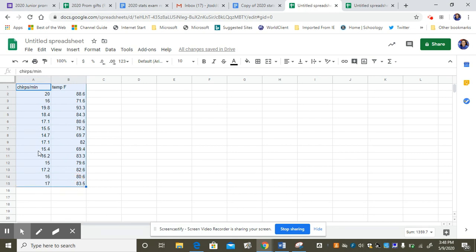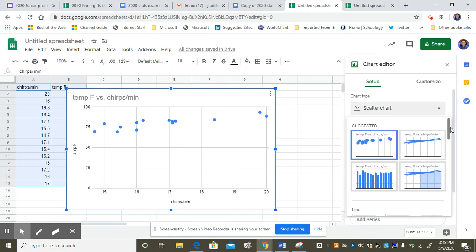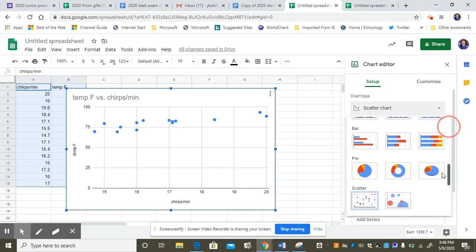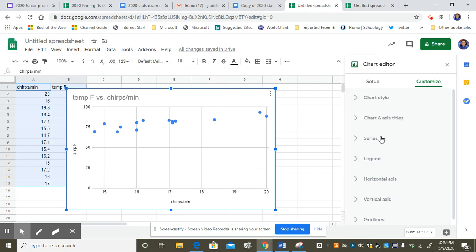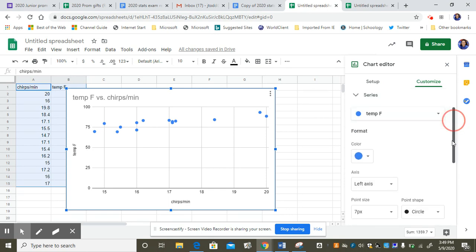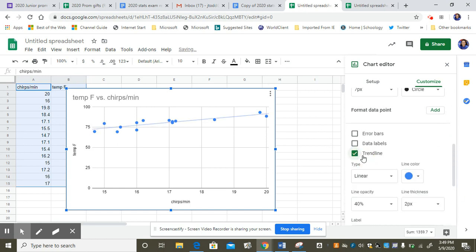So again, highlight titles and numbers, and then click on chart. The charts come up, and it's already on scatter for me. If yours isn't, just make sure you click on chart type and make sure you click on scatter. All right, we want to have the linear regression. That's what we're asked to find. So if we go to customize and go to series, I believe. Yep. So series, trend line, click on that.